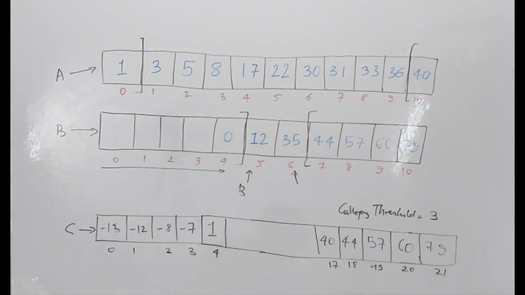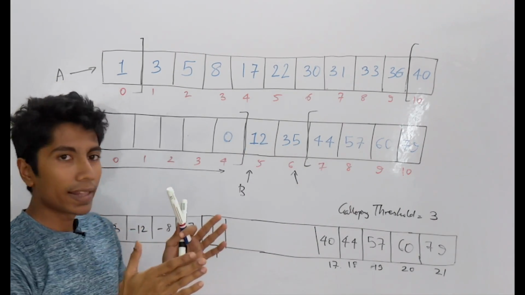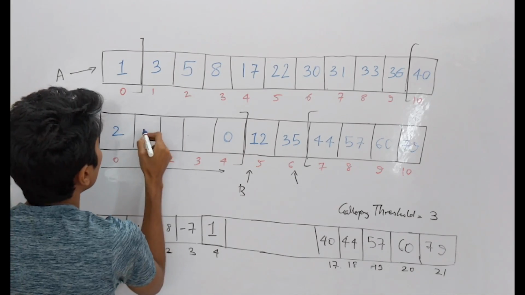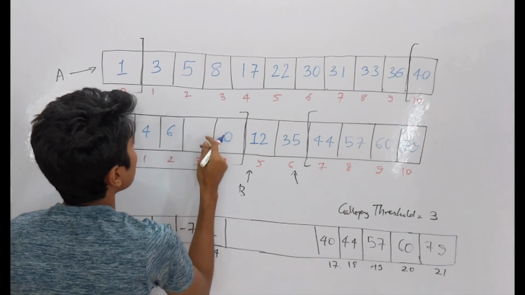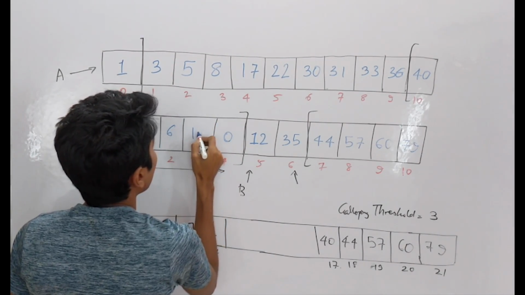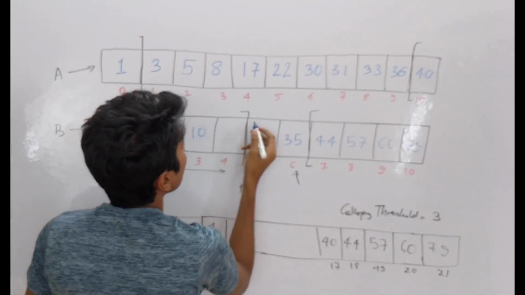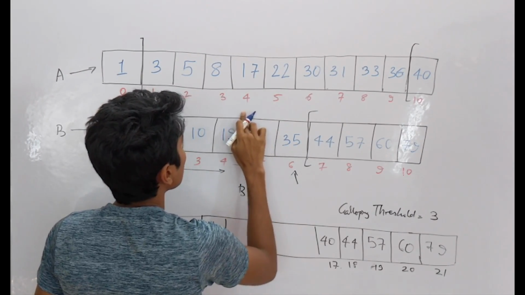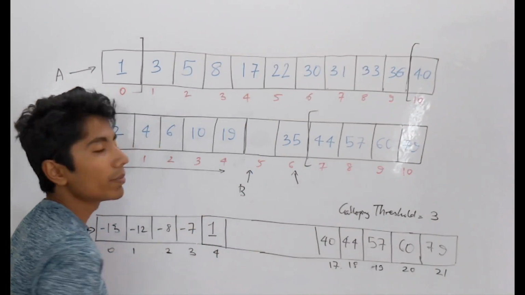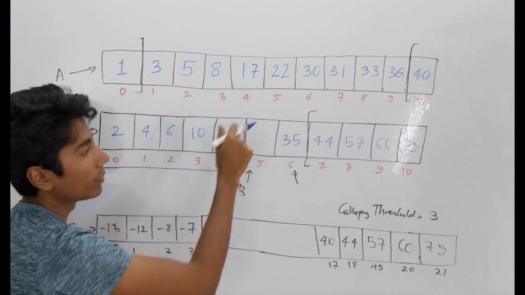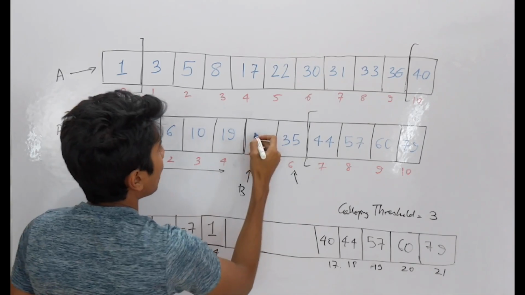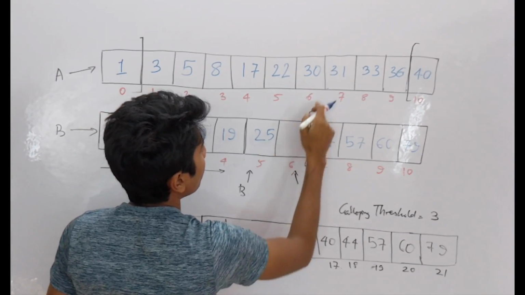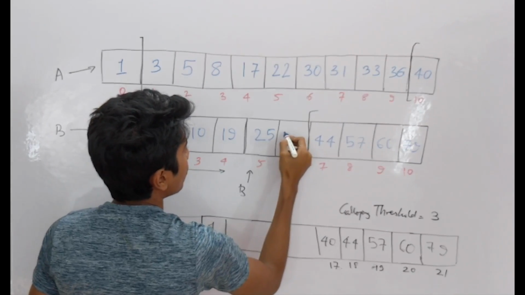So let's take the elements such that they are very close to each other. There'll be 2 over here, there'll be 4 over here, I'll put in 6, I'll put in 10, and then I can have 19. If you observe closely, you'll see that these elements are being chosen so that it's between these two elements. 19 is between these two. I can have 25 between 22 and 30. These two elements are too close, so I'm just going to put in 30.